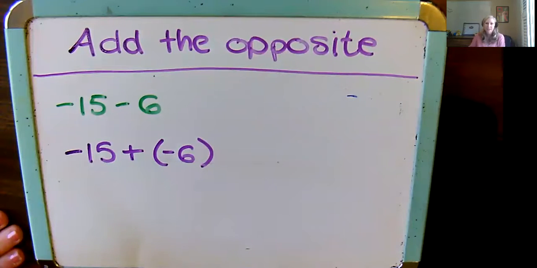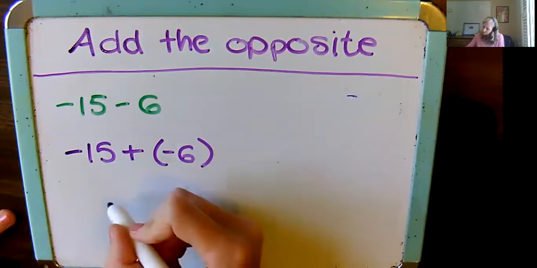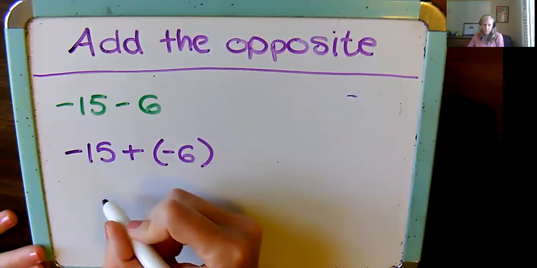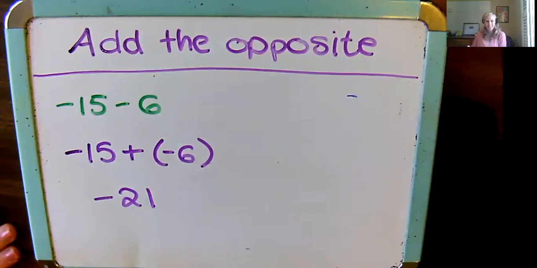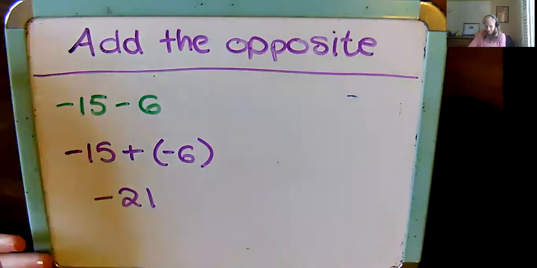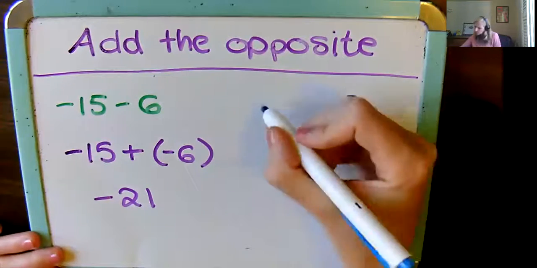Same signs, add and keep. -15 plus -6 is -21. Did you get that one right? Good job. One more.